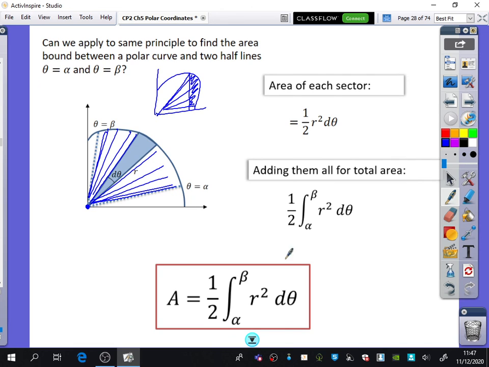Okay, so I'm just going to separate. So this is the formula you need. It's a half r squared d theta between alpha and beta. This one, I believe, is in the formula book, but it's basically just the area of a sector. So you should know this already.